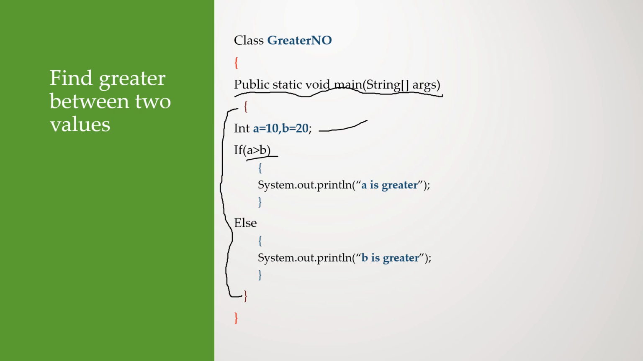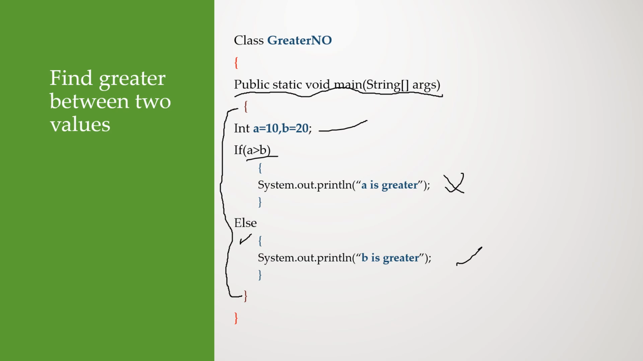System.out.println("A is greater"). But if A is not greater than B, then obviously it is else: System.out.println("B is greater"). What will it show? It will validate: A is 10, B is 20, and A's 10 is greater than 20. The condition is false, so it won't execute this part. Next it will go to this one, and it will execute System.out.println, this one only will come.